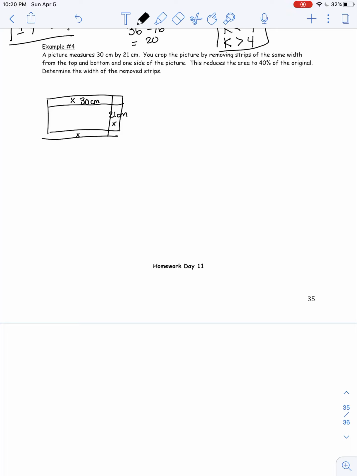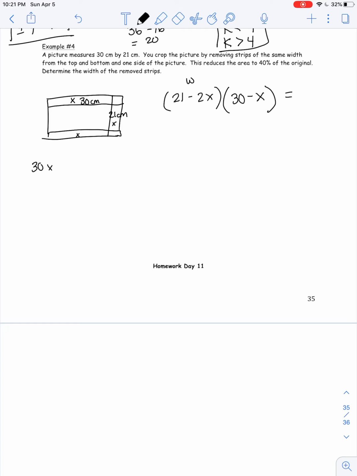So what we want to do is create an area of this new frame, this new picture after it's been cropped. For example, 21, that is we're reducing that side by 2 x's because we're cutting off an x from the top and bottom, so we're going to have to go 21 minus 2x. This is going to be our new width. Our length is going to be 30, subtract just one of the sides has been taken off of the 30, so we're just subtracting 1x.